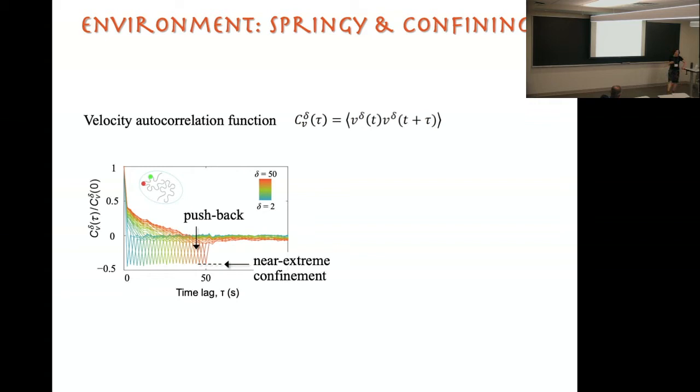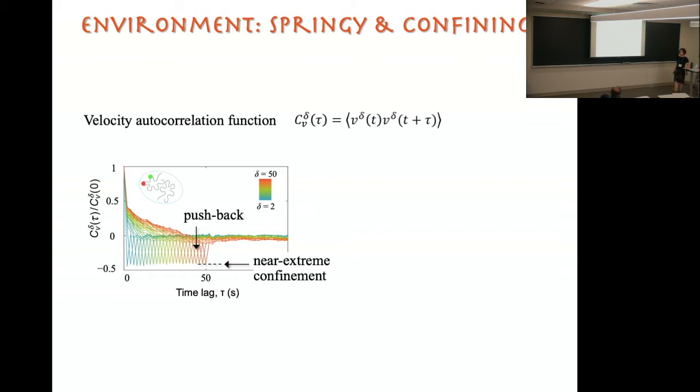And so this suggests that strongly subdiffusive motion is caused by a very strongly confining environment. An environment that is springy, exerts pushback, right? But it's also imposing strong spatial constraints on the motion of the segment.